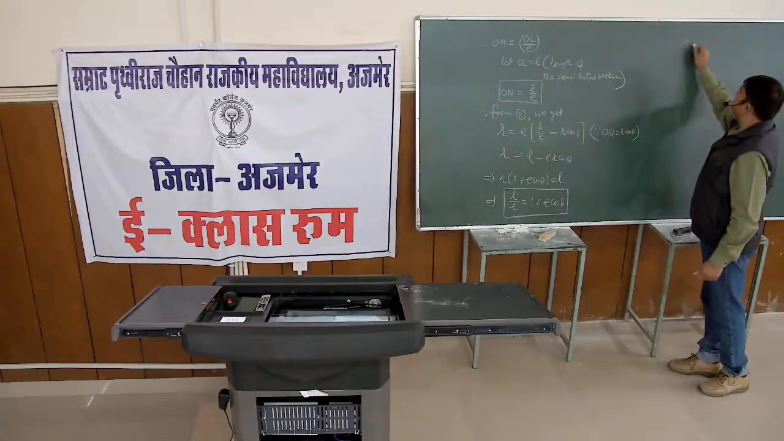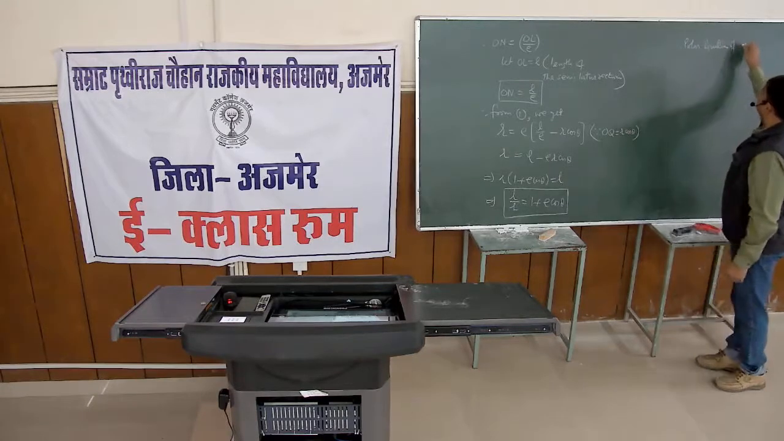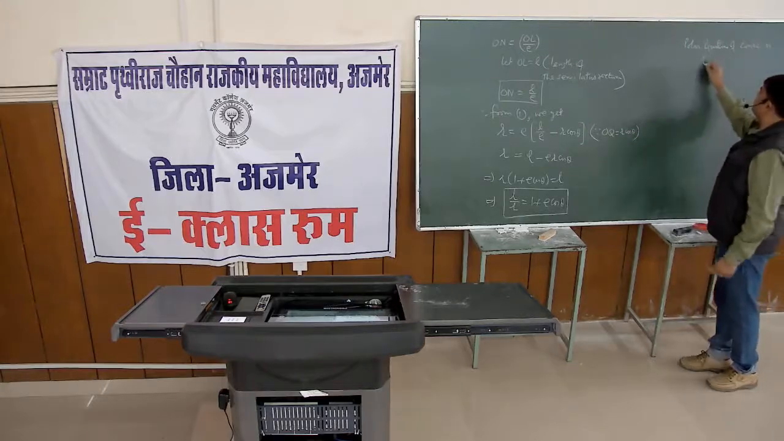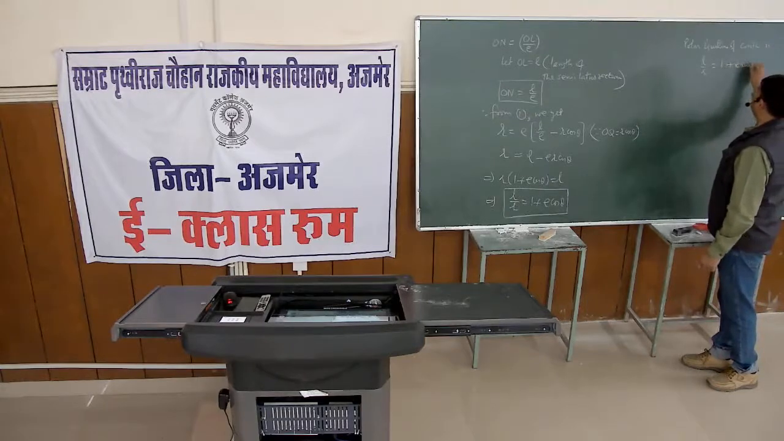Therefore, the polar equation of a conic is L upon R equals 1 plus E cos theta.